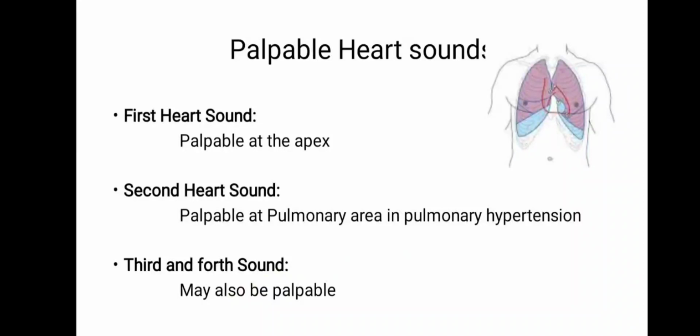There are some heart sounds that can also be palpated, and they are divided into 4 categories. First heart sound, second heart sound, third and fourth heart sound. First heart sound is palpable at apex in mitral stenosis and is called tapping apex beat. The second heart sound is palpable at the pulmonary area in pulmonary hypertension due to dilated pulmonary arteries. And the third and fourth sounds are not that common, but they can be palpated.